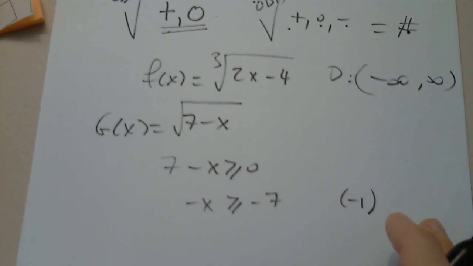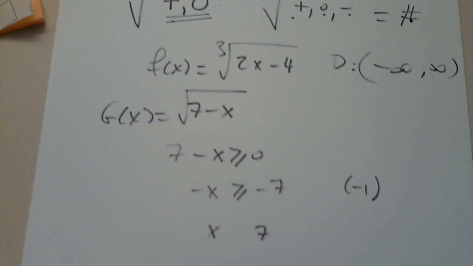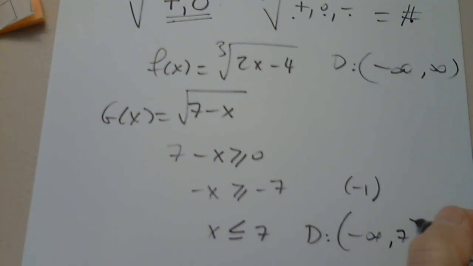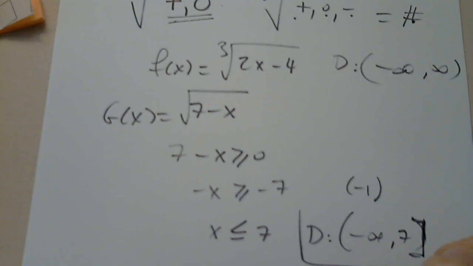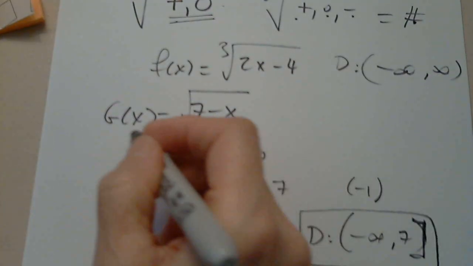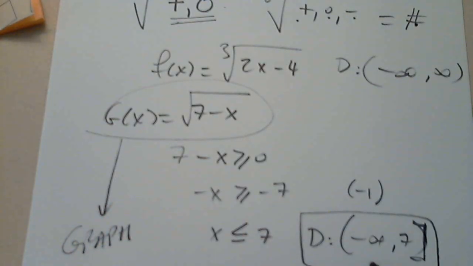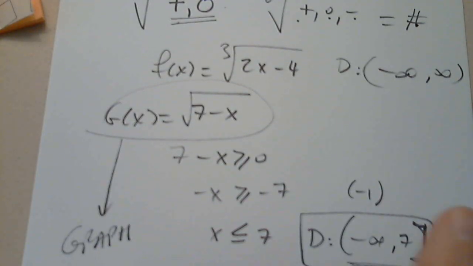Very good. So negative x is greater than or equal to negative 7. I multiply or divide by negative 1, and I have to flip it. Very good. So then the domain is negative infinity to 7 with a bracket. This is extremely important because they're asking me to graph it, and I need to know where the graph will show. It will show anywhere between negative infinity and 7. So the negative 10 to 10, which is the standard viewing window, is good for this function.